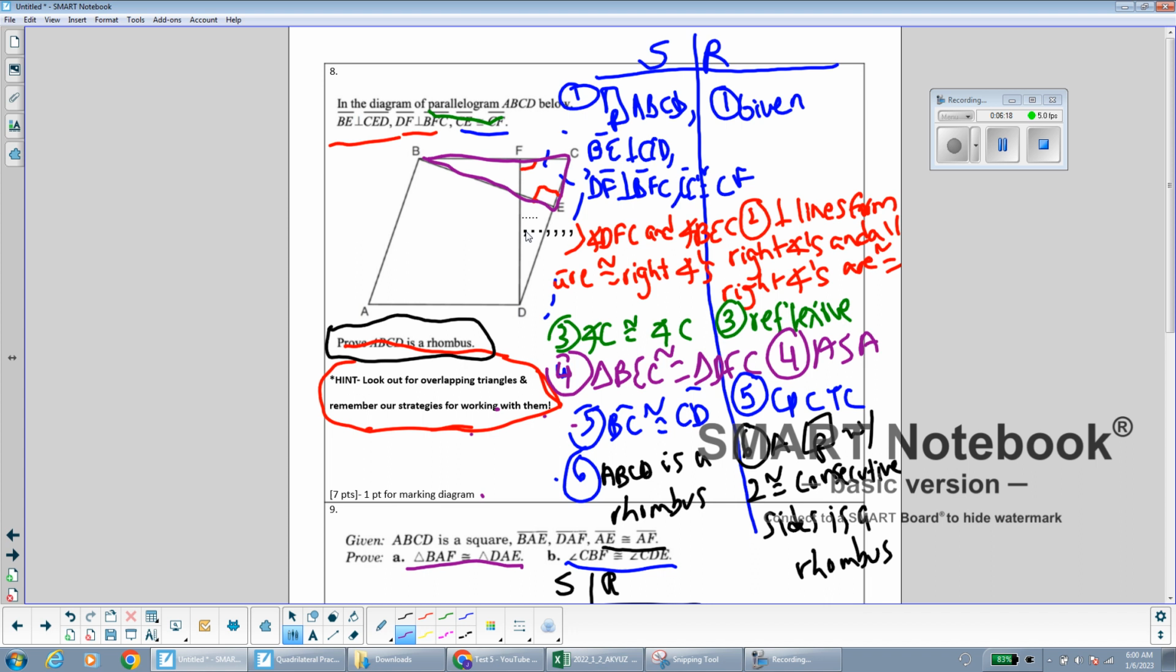And when I'm highlighting my overlapping triangles, another hint that I wasn't going to use the small triangles is that if my goal is to end up with BC congruent to CD, I want to choose triangles that have those as sides, because that way, after I prove the triangles congruent, I'll be able to use CPCTC to get information about those sides that I actually want to prove that I have a rhombus. So this bigger triangle over here has BC as a side. And CD's over here, it's a side of this triangle.